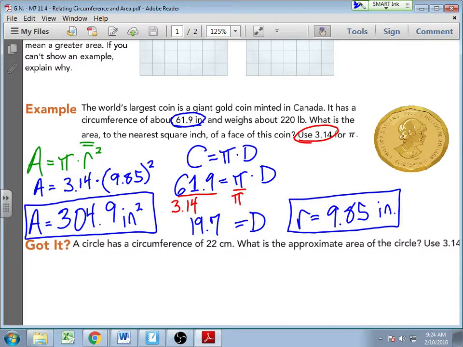Any questions on the process that we just did? We took the circumference, worked backwards to find the diameter, chopped it in half to find the radius, squared that and multiplied by pi to get my area. So this is really a two-step problem. You have to start by finding the radius, then plug it in and find the area. Are we good?